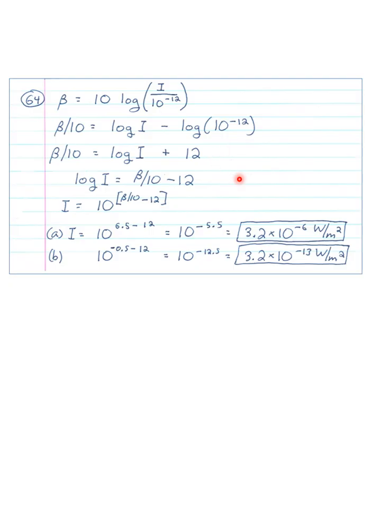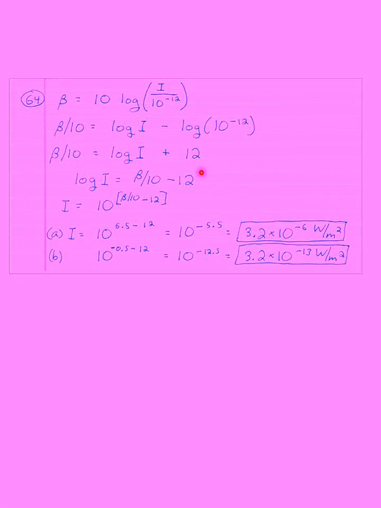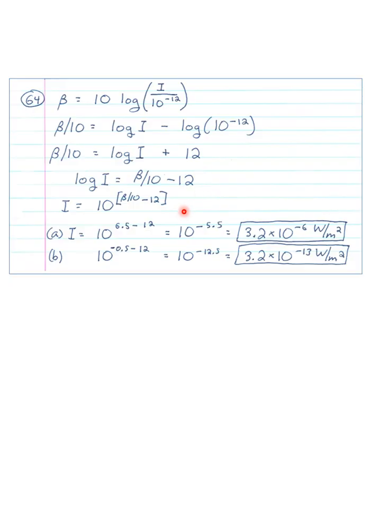So I'm switching left hand and right hand, getting the intensity on the left hand side. So log of I is beta over 10 minus 12, and we want to solve for I. So let's turn this into an exponential equation with a base 10. That log without any base written means base 10. So that means that 10 to the beta over 10 minus 12 equals intensity.